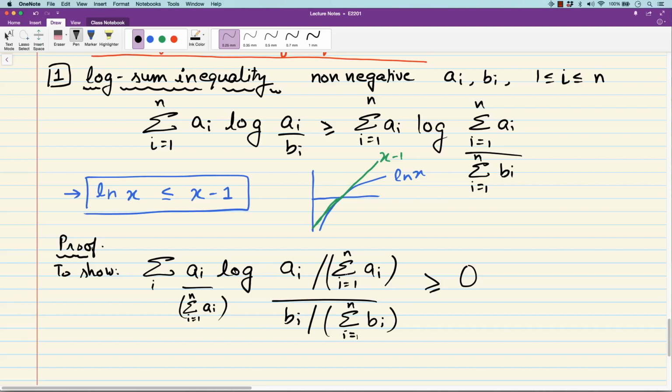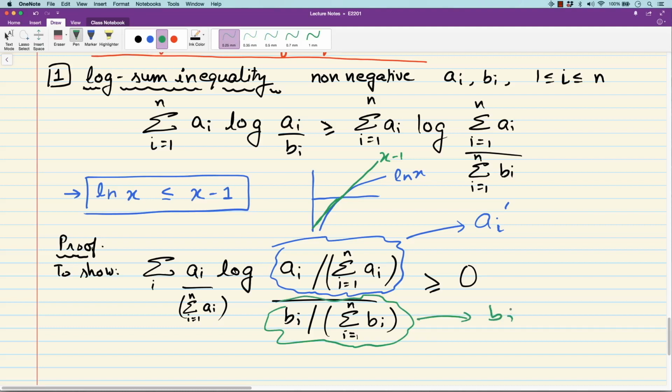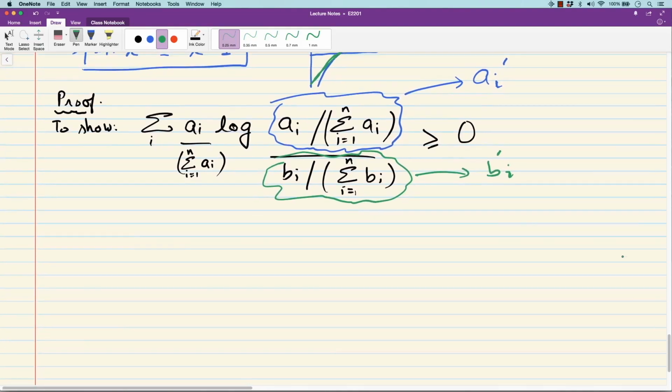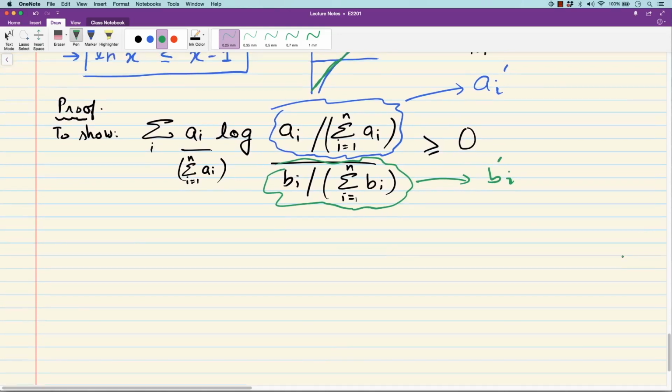If you look at these new terms now, I'll give them a name. I'll call them a_i primes. I'll also give these guys a name. These are b_i primes. If you look at these a_i primes and b_i primes, they are non-negative and they sum to 1. So these guys look like PMFs. What we are saying here is that it suffices to show this inequality for a_i and b_i with sum equal to 1. And that's what we will do.